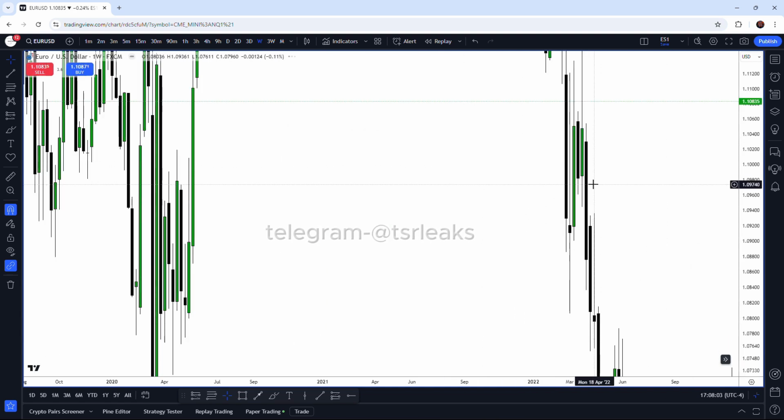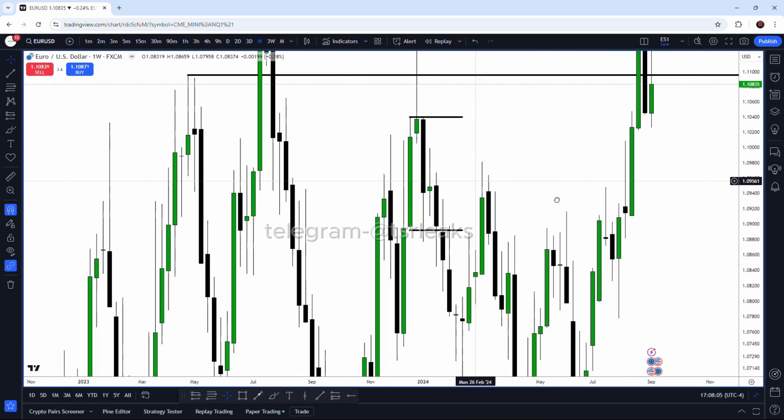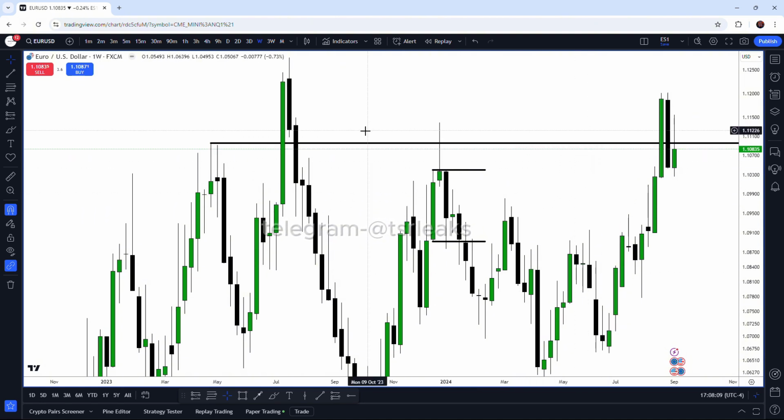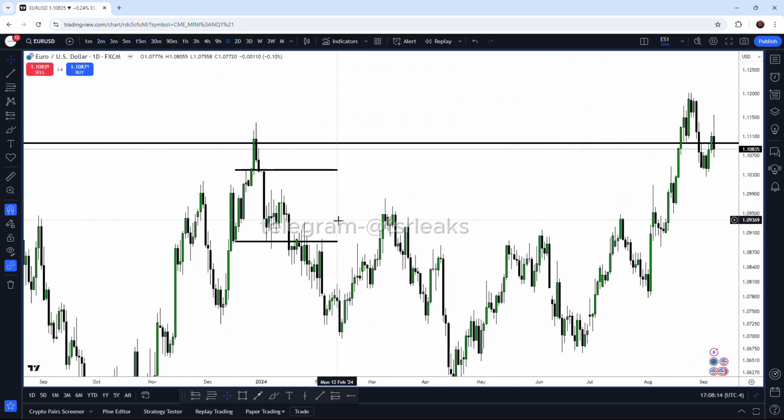Before moving lower, I want to explain something. What happens if you do see this? Simple. You do not execute the weekly CRT. Okay? It is that simple. Now, can you execute another trade? Yes, I'm about to show you.